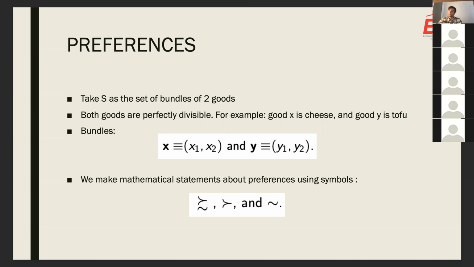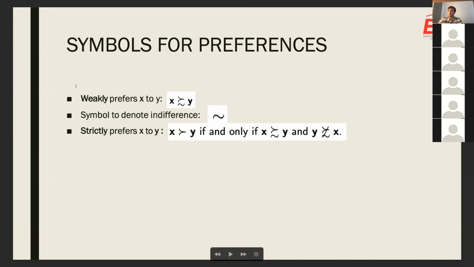So we'll make mathematical statements about preferences using symbols. The one that you see on the bottom to your left there is again weakly preferred. The middle is strictly preferred, and the one on the right would just be your indifference symbol. So again, we just discussed this a little bit. The first line would mean that X is weakly better than or weakly preferred to Y, and the symbol to denote indifference is the middle one. So if we strictly prefer X to Y, you have that symbol, and it only occurs if and only if X is both weakly preferred to Y and Y is not weakly preferred to X.